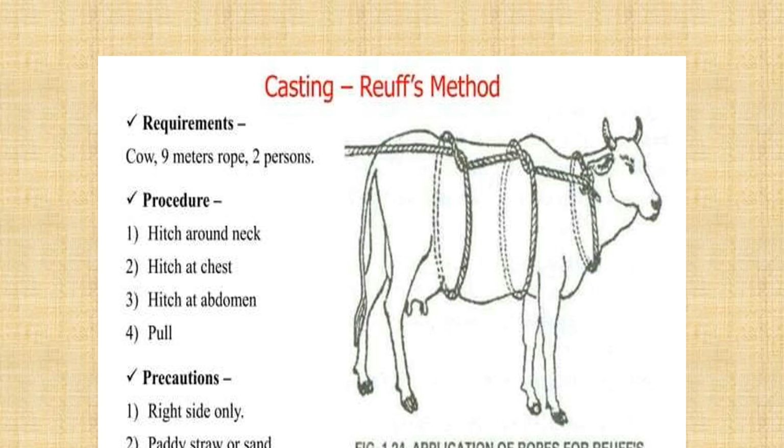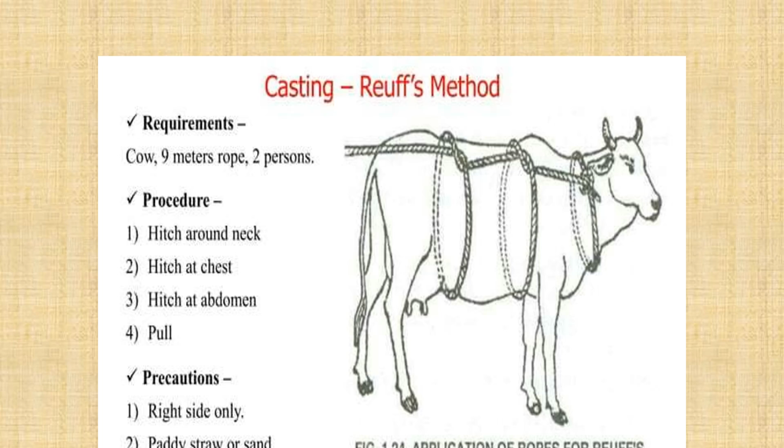The hitch around the neck. The first knot should be around the neck, and the second knot, as shown in this particular photograph, should be at the chest level. Hide the abdomen, then pull it very slowly. The back part has to be pulled very slowly.